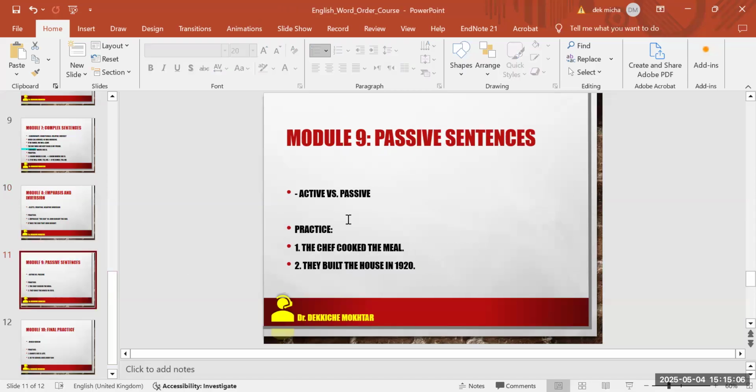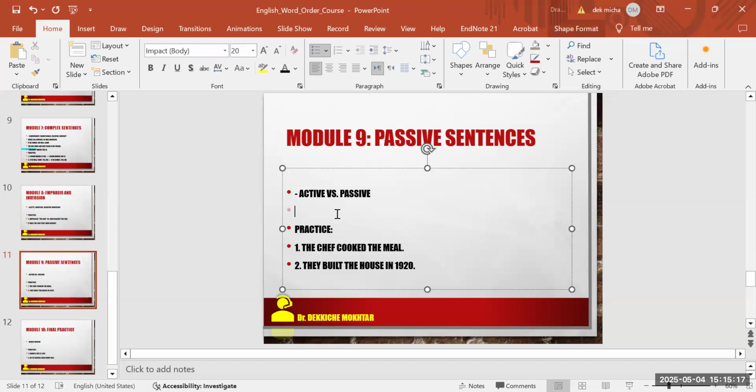In the passive sentences, in the passive voice, the object of the action becomes the subject of the sentence. Example, active versus passive. We say that the object becomes the subject of the sentence. Okay, the object became the subject.